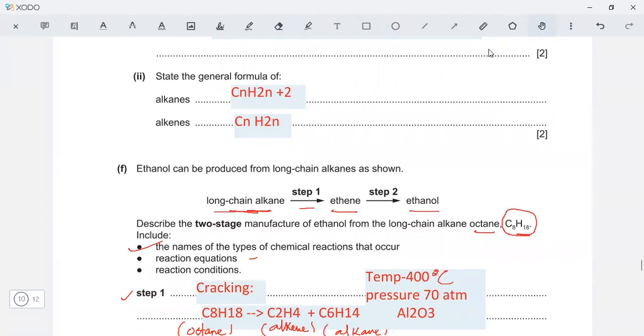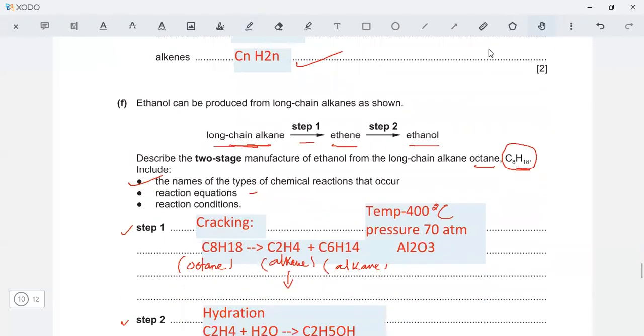Second bit, state the general formula of alkane and alkene. Alkanes are saturated hydrocarbons, single bond compounds, with the formula CnH2n+2, whereas the alkene formula will be CnH2n, n being the number of carbon atoms.